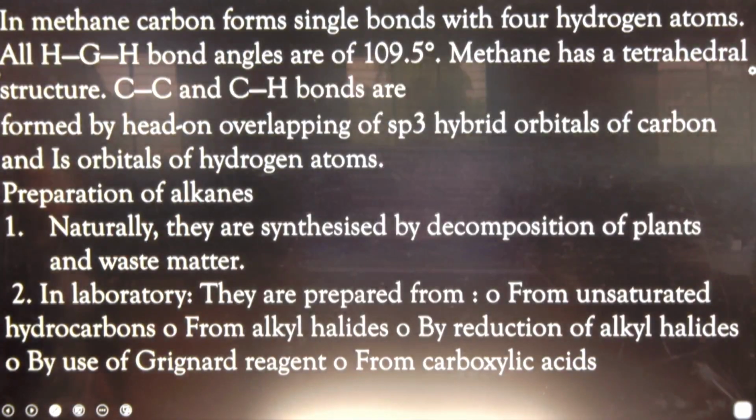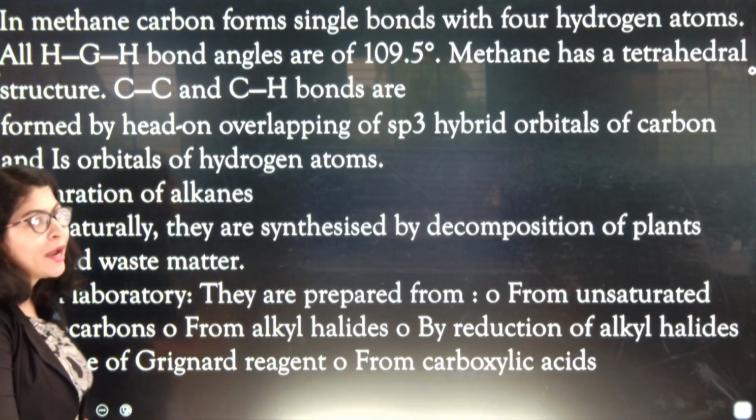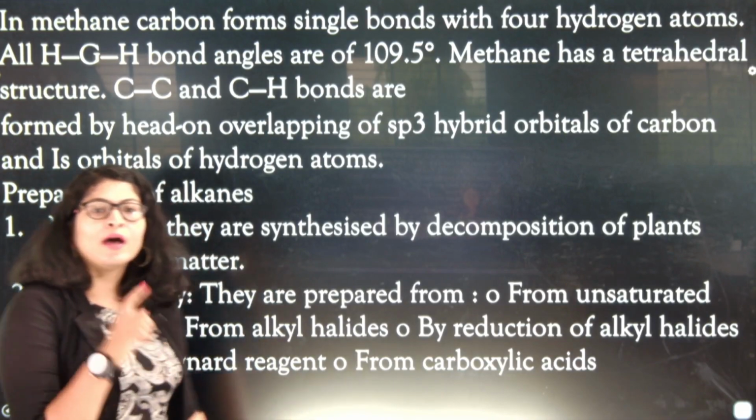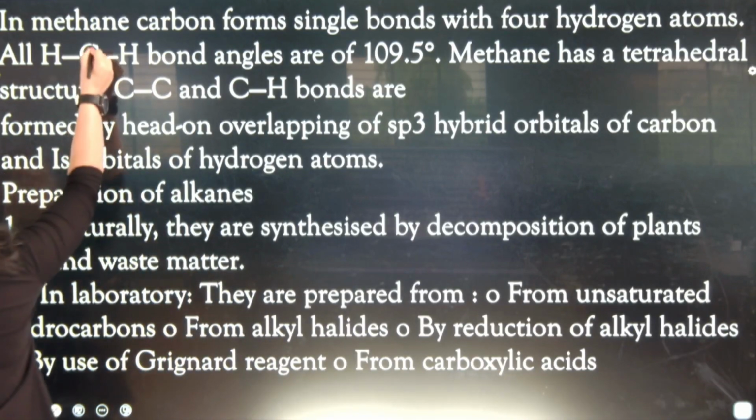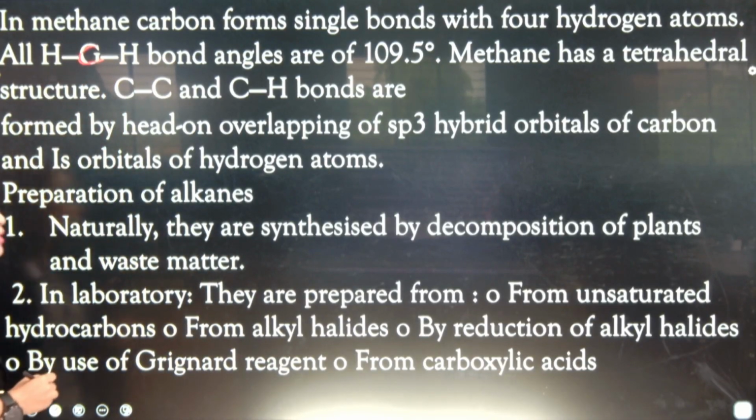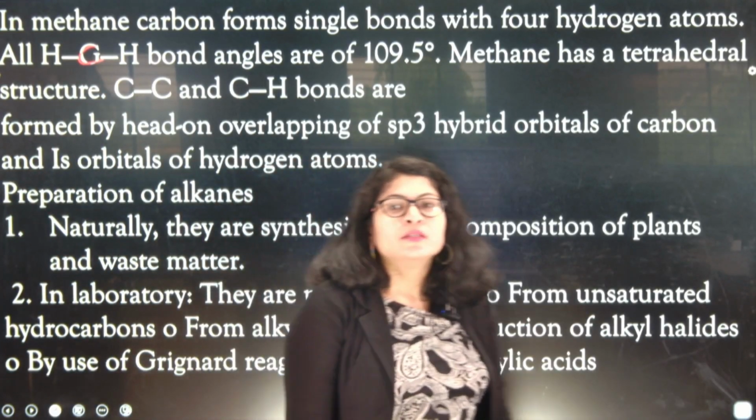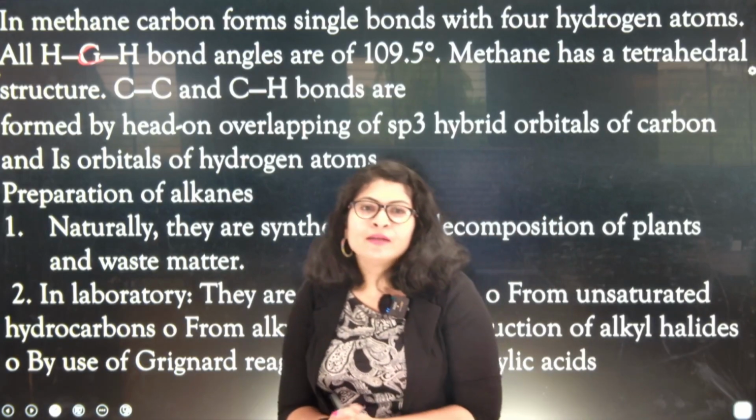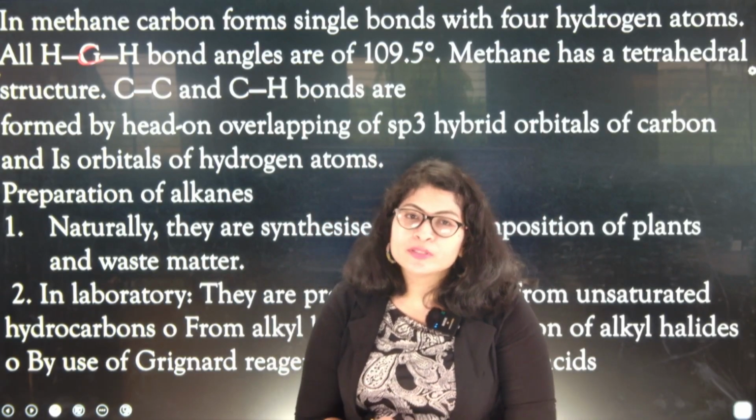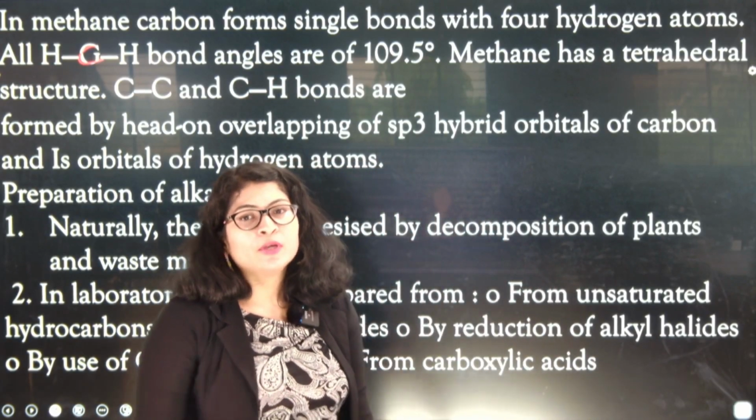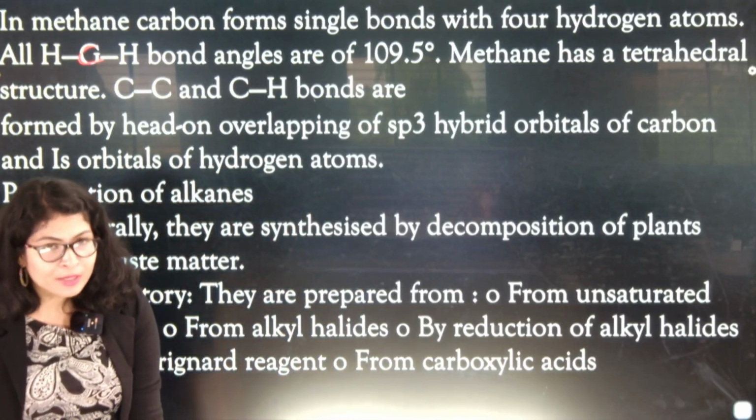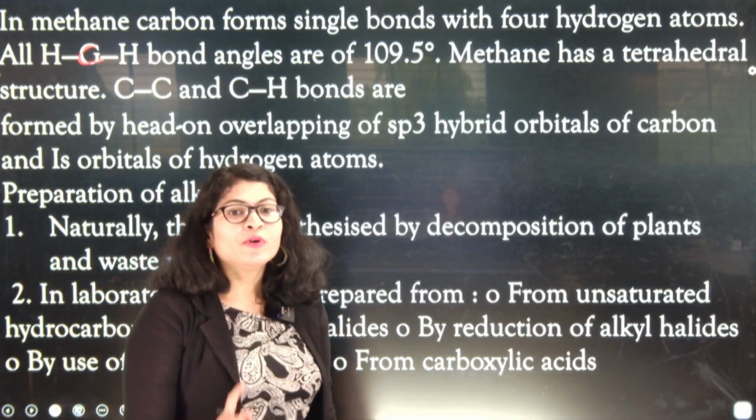In methane, the carbon atom forms single bonds with four hydrogen atoms. The hydrogen-carbon-hydrogen bond angle is 109 degrees 5 minutes. Methane has a tetrahedral structure, and the carbon-hydrogen bonds are formed by head-on overlapping of sp3 hybrid orbitals of carbon and the 1s orbital of hydrogen.